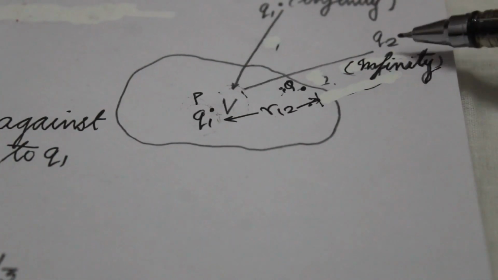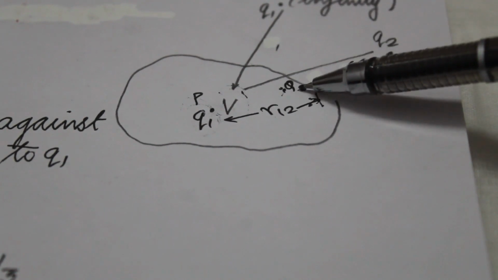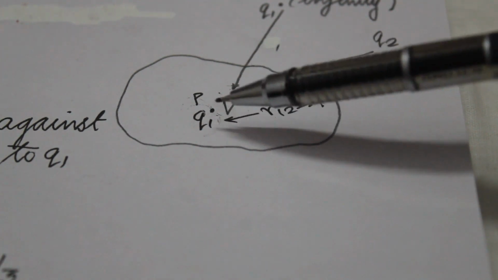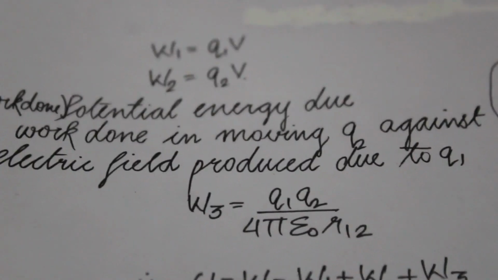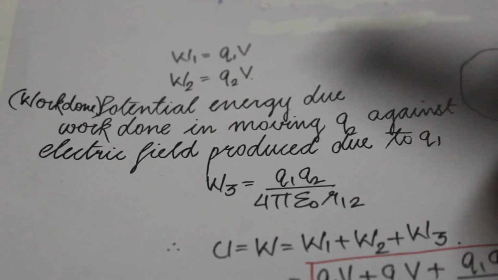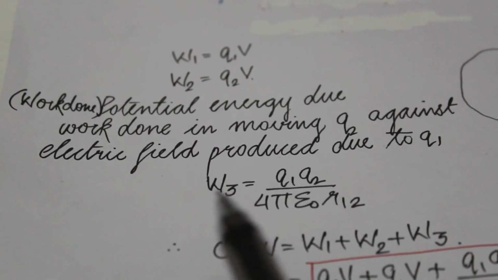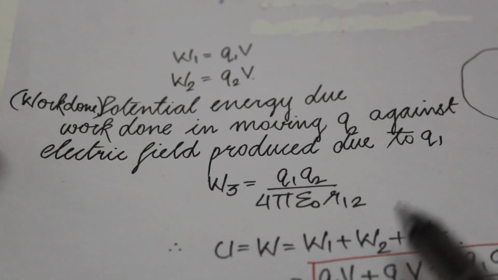But when the charge Q2 is moved from infinity to point Q, it has to do work against the potential due to the electric field and also due to the potential due to charge Q1, which is now inside the electric field. So the work done or potential energy in moving Q2 against Q1's electric field will be W3 = Q1 Q2 upon 4 pi epsilon naught R12. This we have discussed earlier.